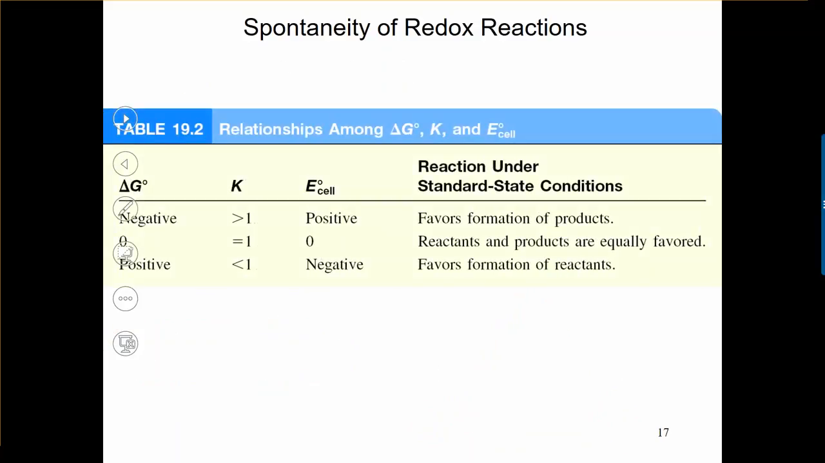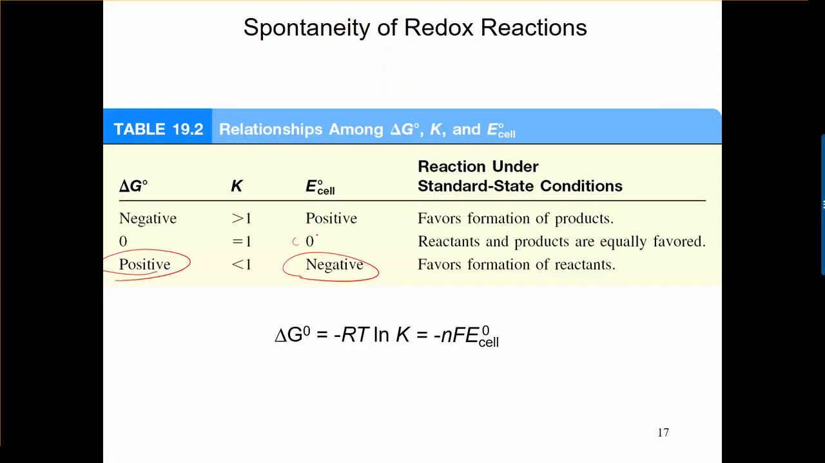Okay, so it's different when we're looking at these cell potentials because for delta G negative, you have a spontaneous reaction. It favors the products in the forward direction. But if your E naught of your cell is positive, that means it favors the products. It's going in the forward direction. Whereas if delta G naught is positive, then it's kind of the reverse situation. And here, if your E naught is negative, it's that reverse direction. Favors the formation of reactants. Okay, so that's how you would relate them. And if your E naught is zero, then your K is equal to one, it's at equilibrium.